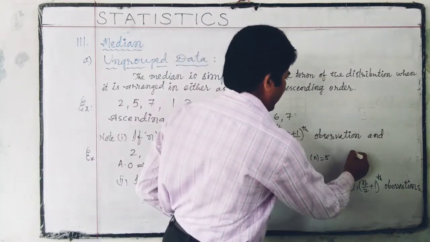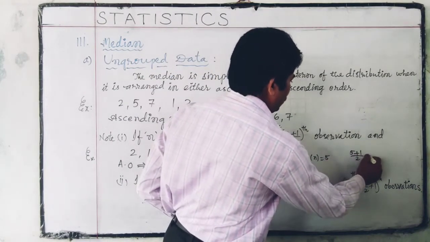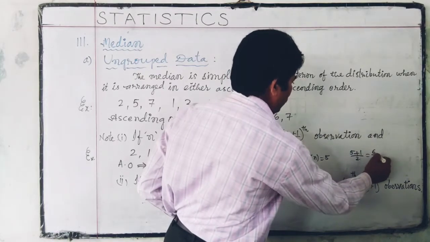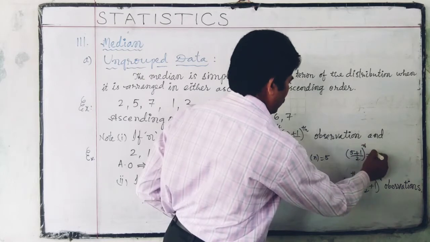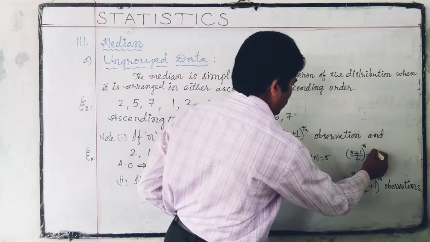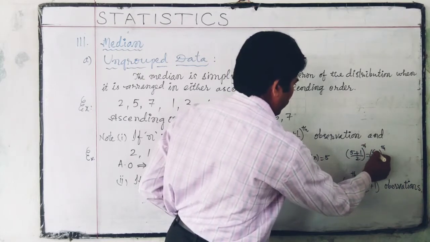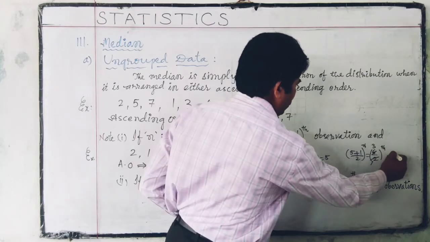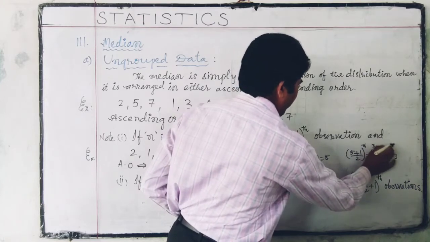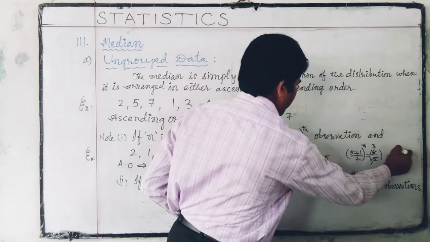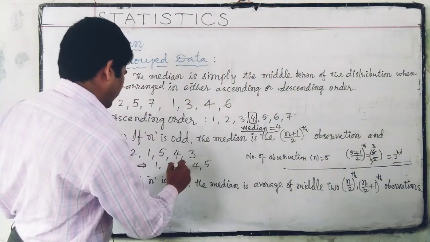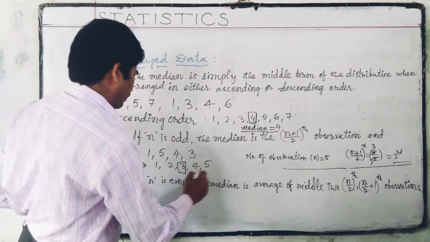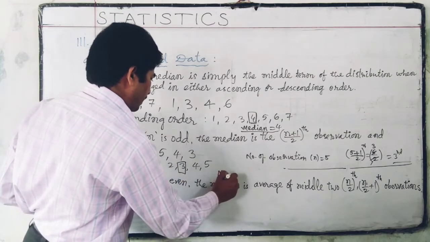So 5 plus 1 by 2, 6 by 2, 2 ones are 2, 2 threes are 6. So the third observation is the median. Third observation means this 3. 3 is the median.